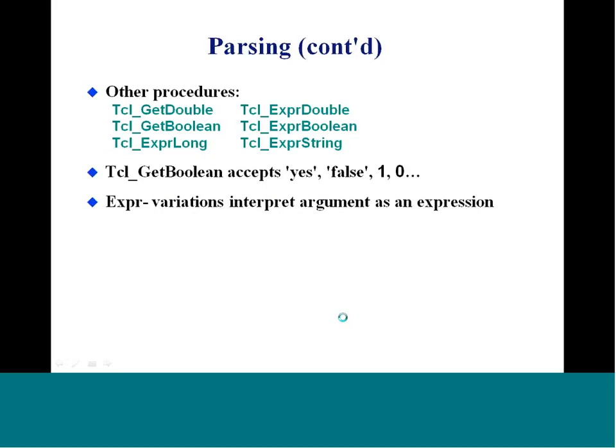Other useful procedures: Tcl_GetDouble, Tcl_ExprDouble, Tcl_GetBoolean, Tcl_ExprLong and Tcl_ExprBoolean. So Tcl_GetBoolean accepts yes, false, 1, 0, etc. And Tcl_Expr is essentially like variations that interpret the argument as an expression.